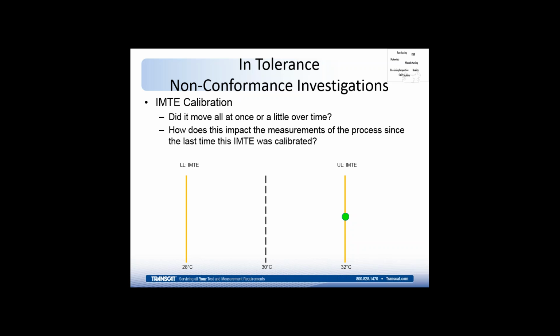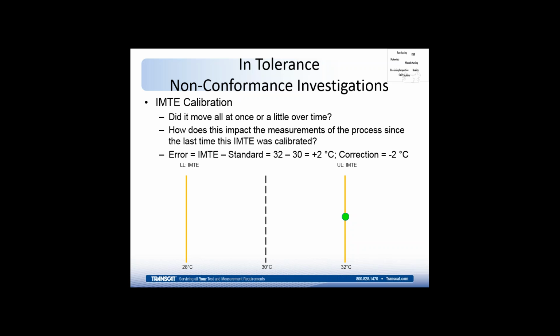So there's a number of things that can be put into place that'll guard against that, but let's not go there quite yet. The question is, we see that this was at the upper limit. We call it intolerance. Don't know if it moved all at once. How does it impact measurements on the process? That's the last time the instrument was calibrated. So let's look back over time and see what that is.